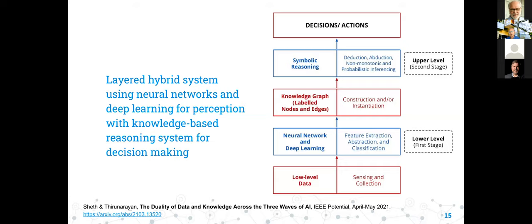It just so happened that we have an article coming out in the 75-year celebration issue for the IEEE. Henry talked about three waves, so we talked about the duality of data and knowledge across the three waves of data. There is an archive version of that. Essentially, we look at layered hybrid systems using neural networks and deep learning for perception with a knowledge-based reasoning system for decision-making. You see here a hierarchy going from low level to deliberate decisions and actions. And I see the role of knowledge to be very fundamental.